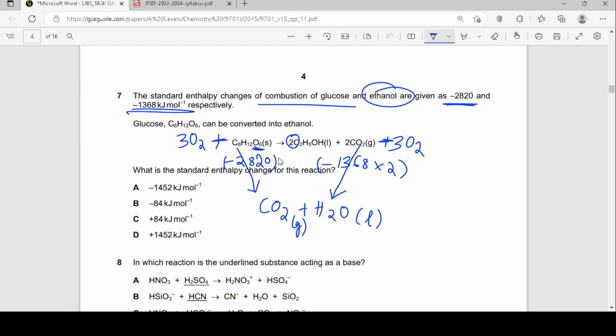So now I'm finding the standard enthalpy change of this reaction. I'll just follow the arrows. This is one route, but the other route is this one. If I follow this arrow, I get -2820, so delta H equals minus 2820.